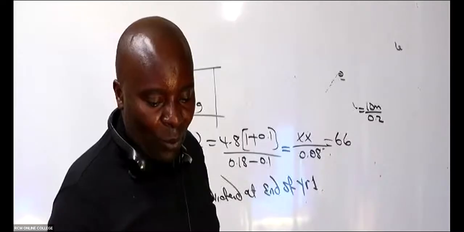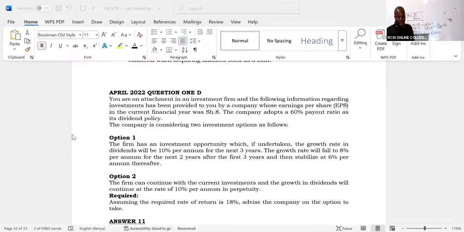We go to option number one. Option number one was really interesting. For option number one, they told us the farm has an investment opportunity which, if undertaken, the growth rate in dividends will be 10% per annum for the next 3 years. The growth rate will fall to 8% per annum for the next 2 years after the first 3 years, and then stabilize at 6% per annum thereafter.